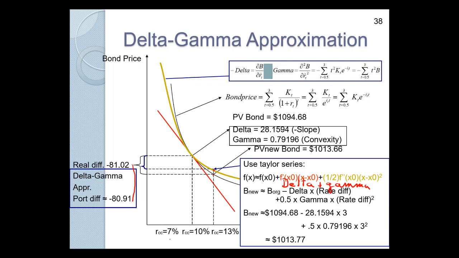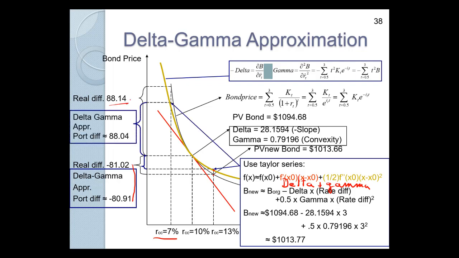Now let's see what happens when the rate goes down to 7%. That's minus 300 basis points. So the real difference is $88. We use the Taylor series approximation, and the delta gamma approximation says that the difference is 88.04. So you see that again, these differences are really close to each other when we take into account gamma on top of delta.